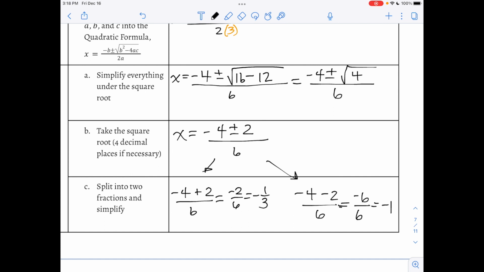So finally, for my x, I have 2 solutions on this one. It's negative 1/3 and negative 1.